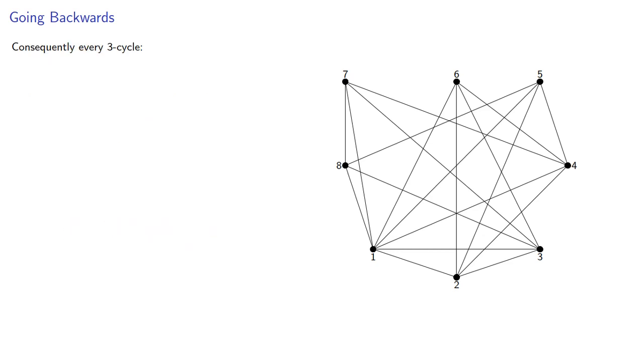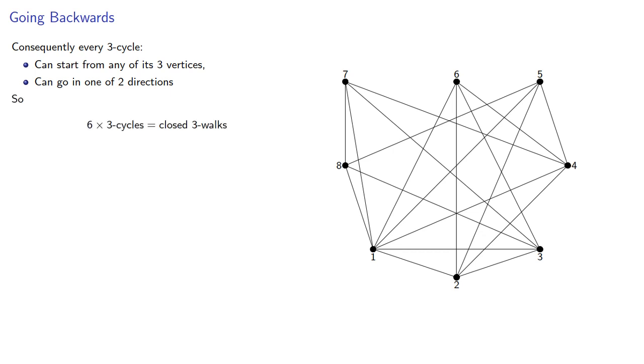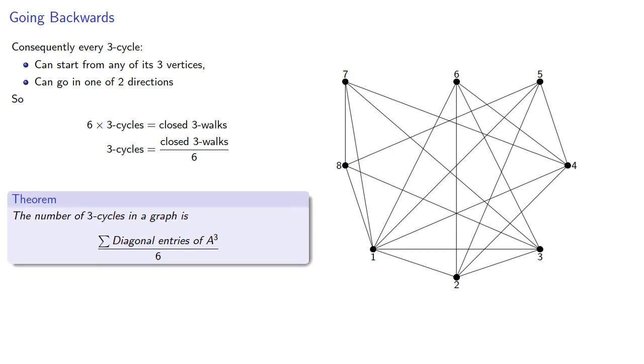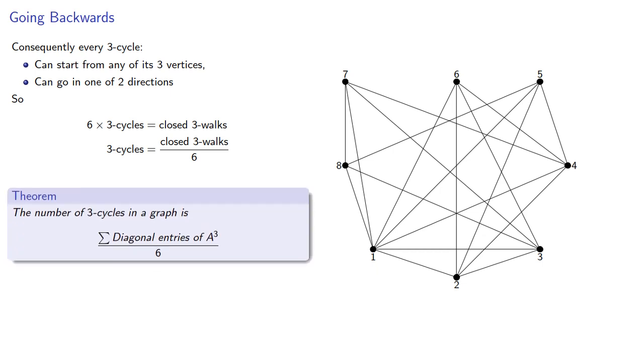Consequently, every 3 cycle can start from any of its 3 vertices and can go in one of 2 directions. So 6 times the number of 3 cycles is the number of closed walks. So the number of 3 cycles is the number of closed walks divided by 6. Or we could express that as the sum of the diagonal entries of A cubed divided by 6. And so our graph would have 16 3 cycles.